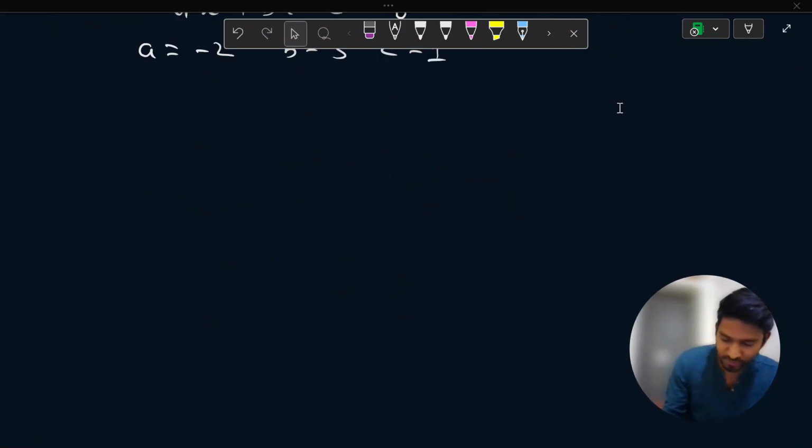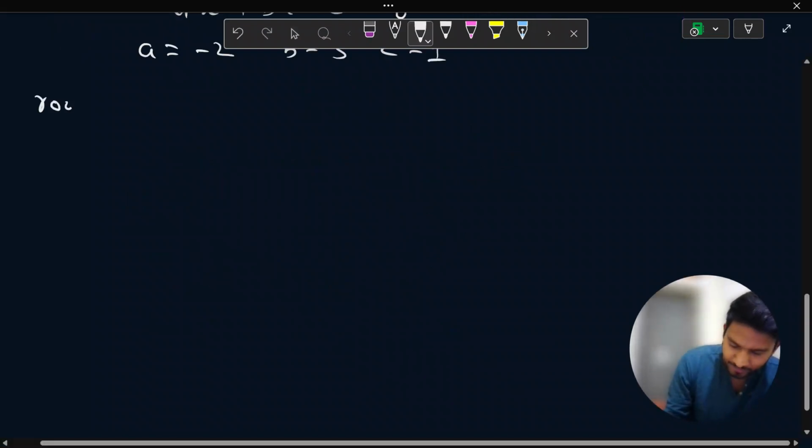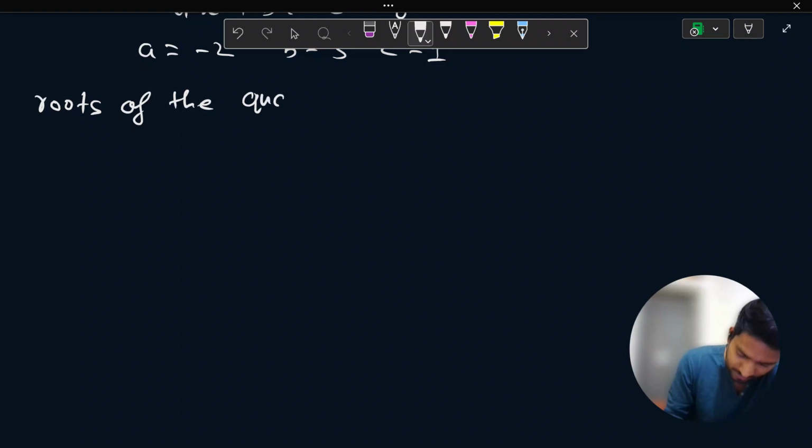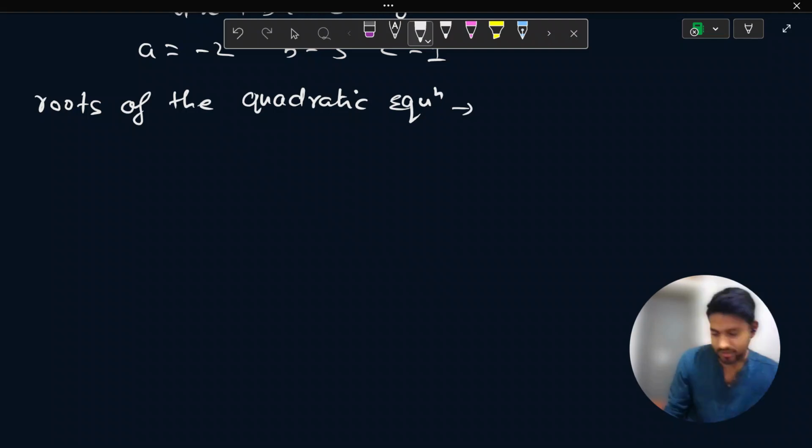So the next topic is roots of the quadratic equation. So what are the roots? Roots are those values of the variable which, if we put them in the equation, then the equation is satisfied. Satisfied means the equation becomes 0.